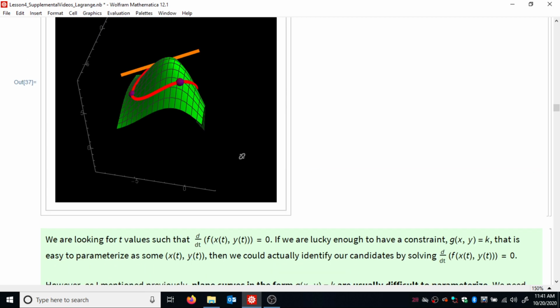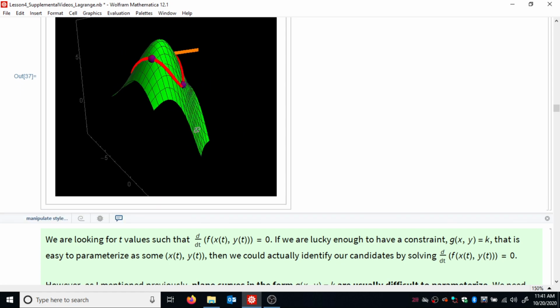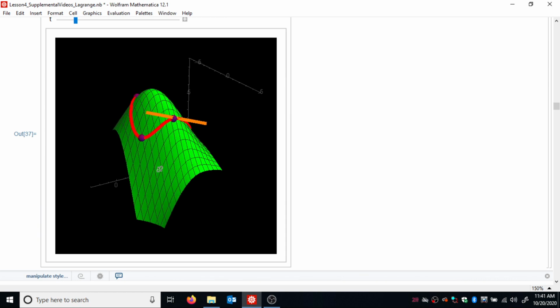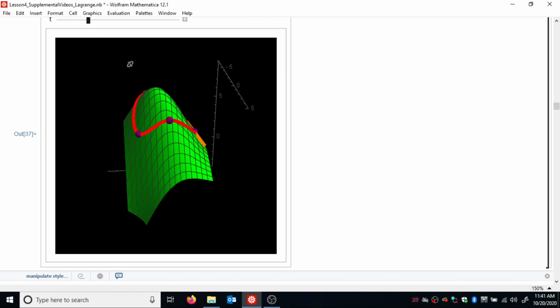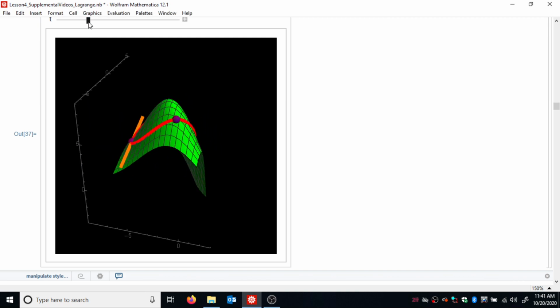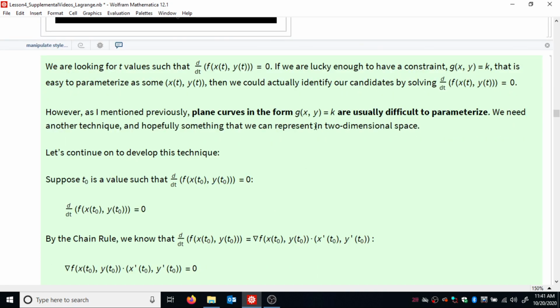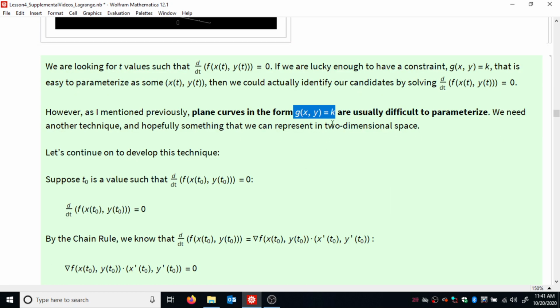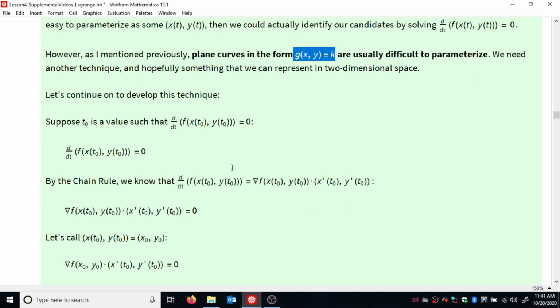And honestly, three-dimensional plots are kind of hard to produce. So we also kind of want a method that allows us to think in two-dimensional space rather than always having to resort to where this problem actually lives, which is three-dimensional space. So we're going to try to come up with a technique that stays in two-dimensional space and allows us to keep our curve in xy form. All right, so let's develop that.